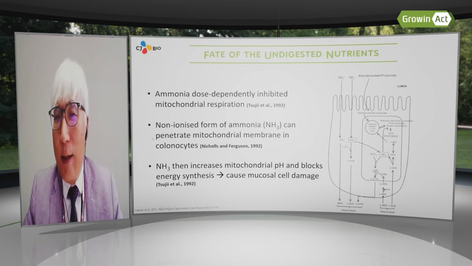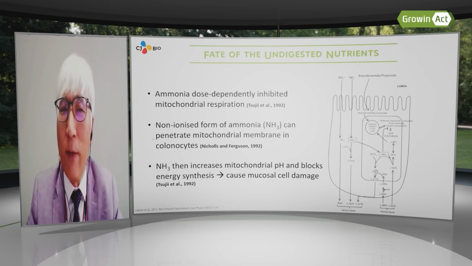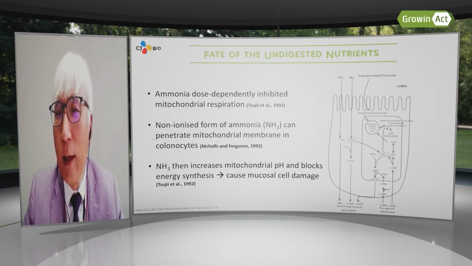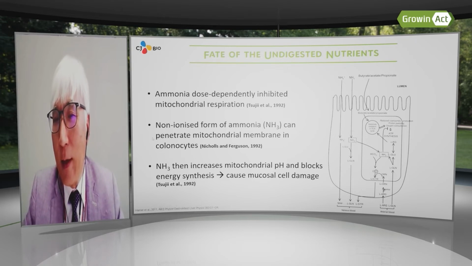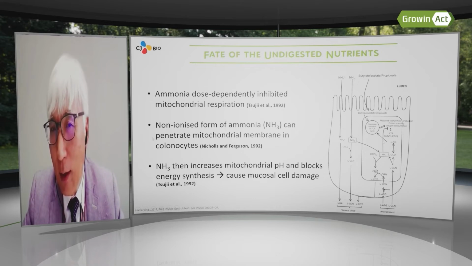If you look at this mechanism, how protein fermentation byproduct can damage the gut, particularly ammonia is a very well-known toxic component, and it's been reported that ammonia dose-dependently inhibits mitochondrial respiration, and particularly non-ionized ammonia can freely pass the mitochondrial membrane, and therefore block ATP production in the mitochondria.